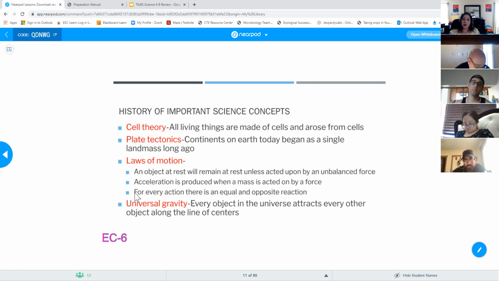And then the last one, universal gravity. Every object in the universe attracts every other object along the line of centers. And that goes for everything, no matter how small, no matter how big. Of course, that will be related to when we talk about physics, but that's also going to be related to your Earth and space science. That's your astronomy unit and all that.